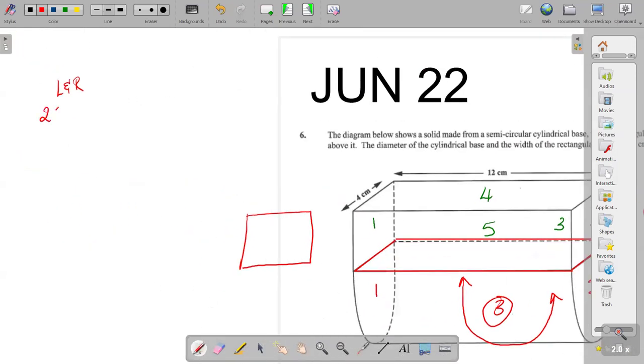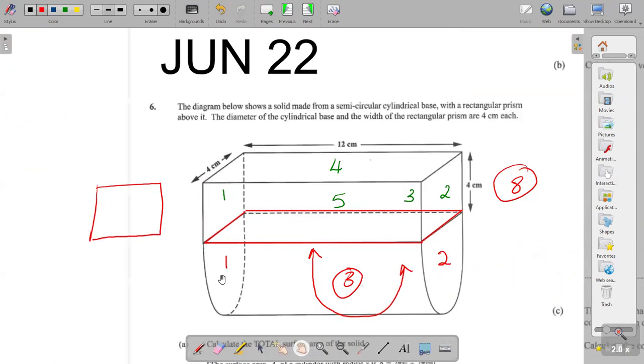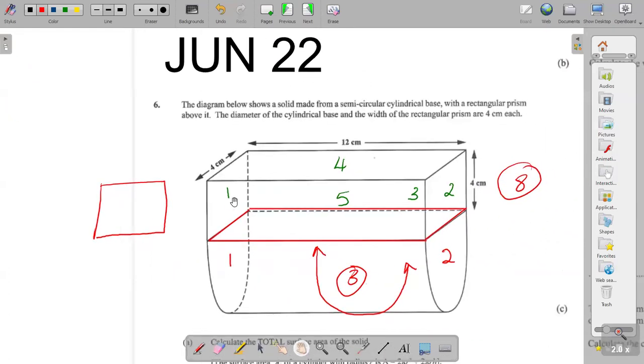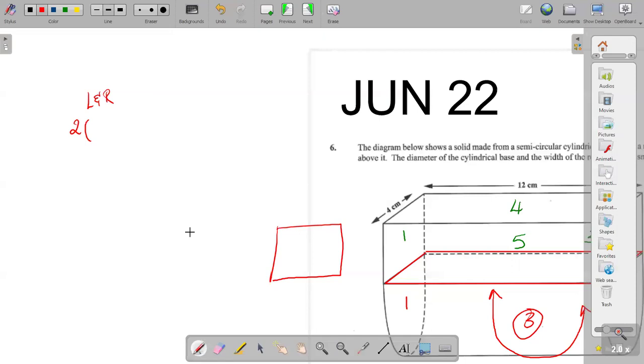It would be 2 times what? What 2 dimensions are we going to use for the left and the right? Let me see if we're paying attention, because this is the part I can't just tell you. It's a square. What 2 numbers are we using for the left and the right sides, the outer boxes? 4 centimeters and 4 centimeters. Everybody agree? 4 times 4. So that's the left and the right.